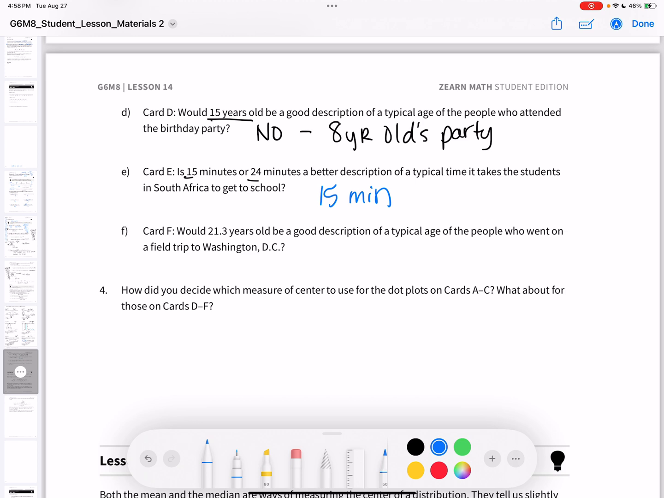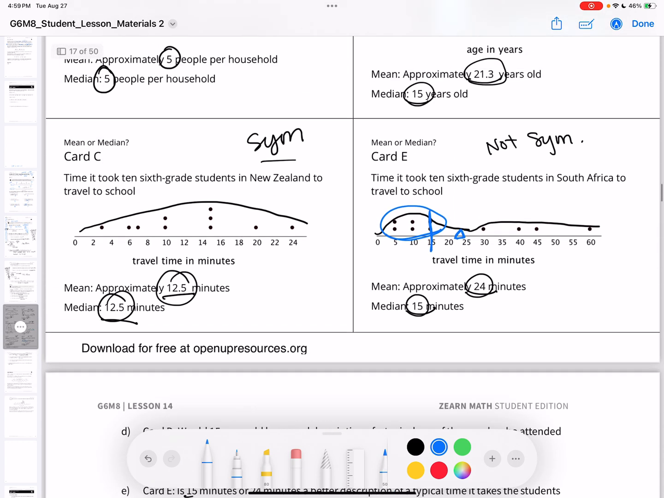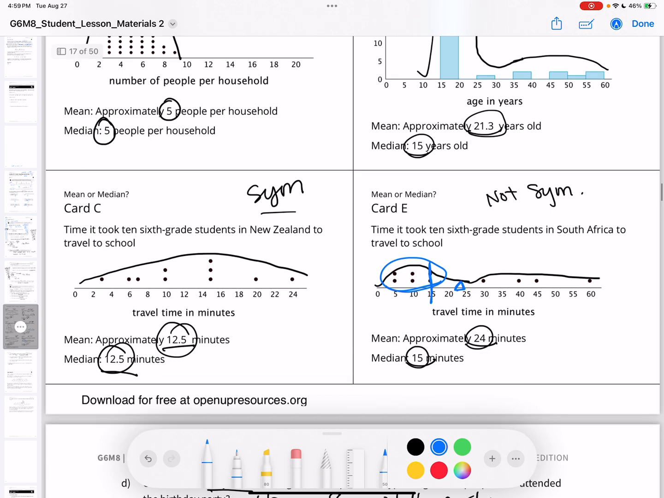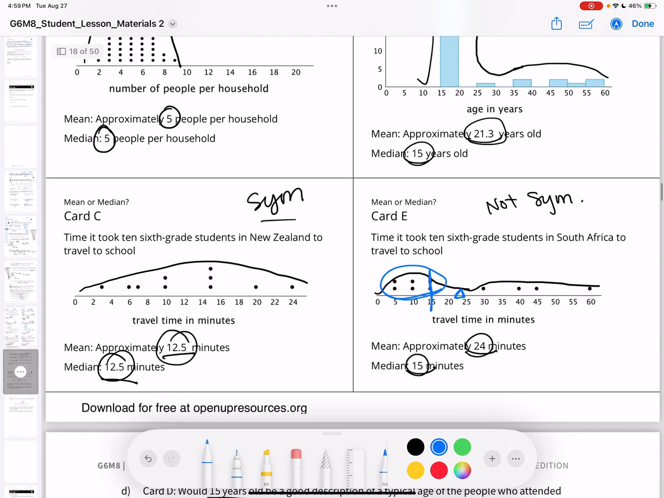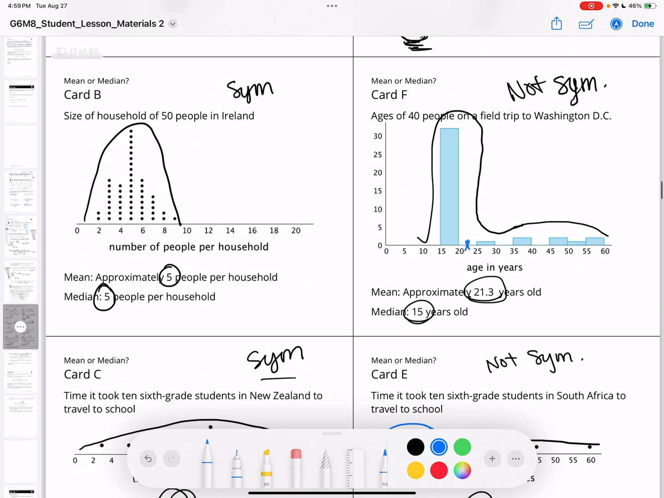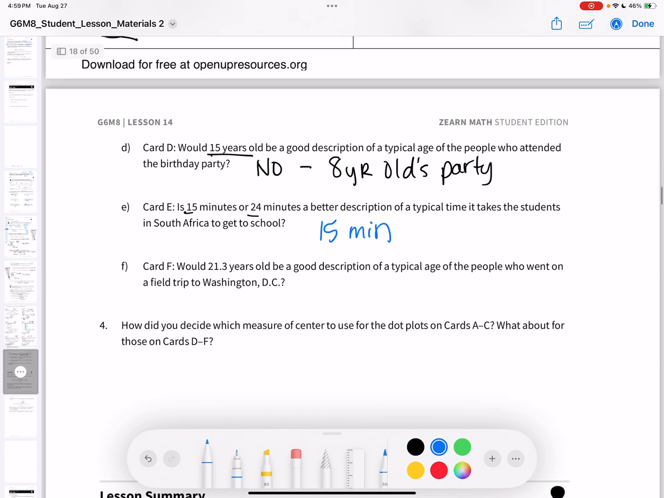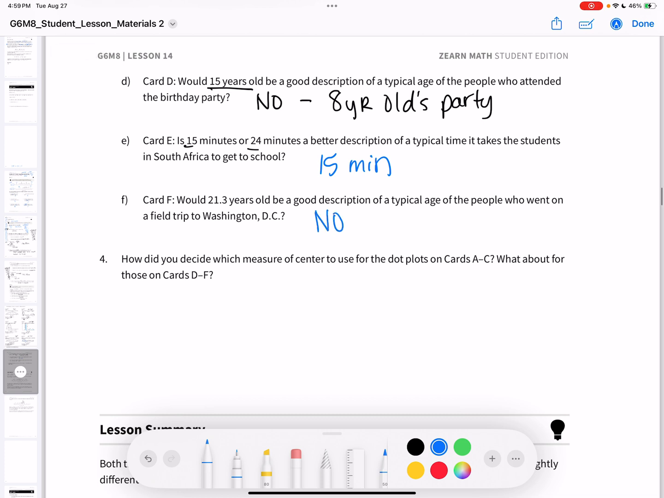Card F. Would 21.3 years old be a good description of the typical age of people who went on a field trip to Washington, D.C.? Let's look. 21.3 is right here. There isn't even anybody in that data set. We're in a gap there. So I would say no. The typical age is between 15 to 18 in this huge peak. So 21.3 would not be a good description.